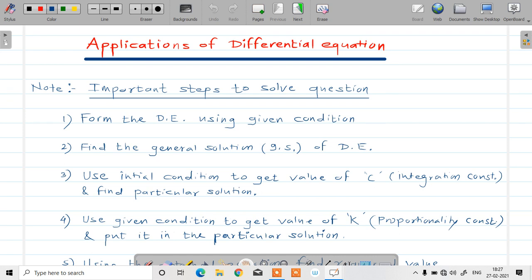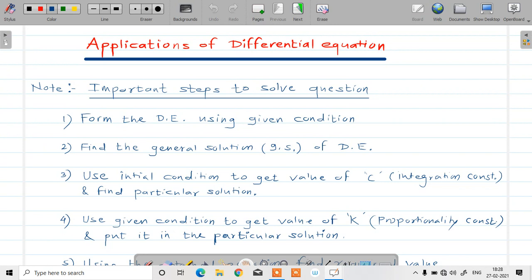Dear students, today we will solve one example related to applications of differential equation. As in the last lecture, we have discussed how to solve questions related to applications of differential equation. In that, there are some important steps that we will follow while solving the question. So let us revise that concept.